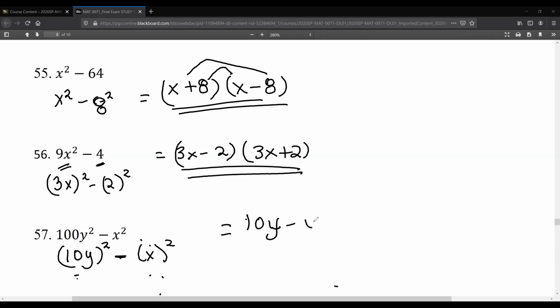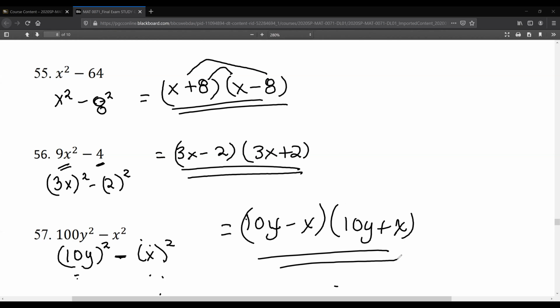10y minus x times 10y plus x. All right, so that's part of your toolbox. You want to make sure that you can remember your special products there.